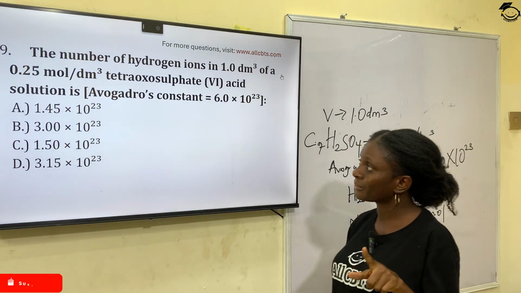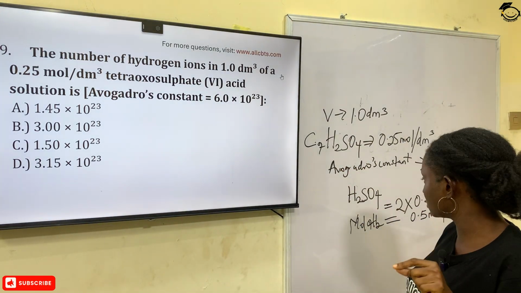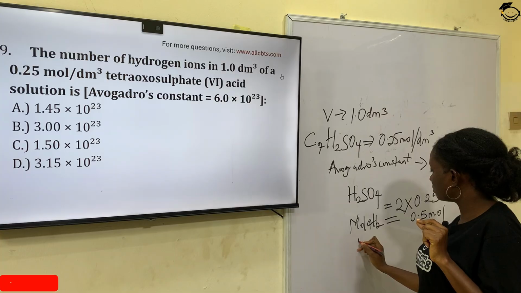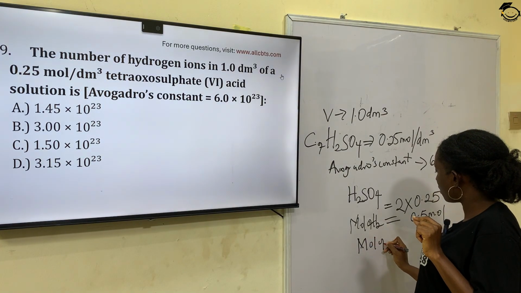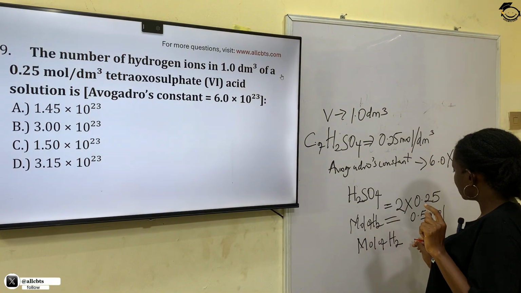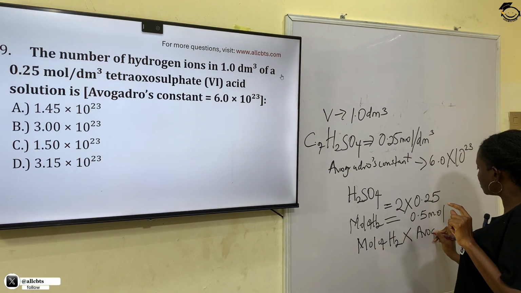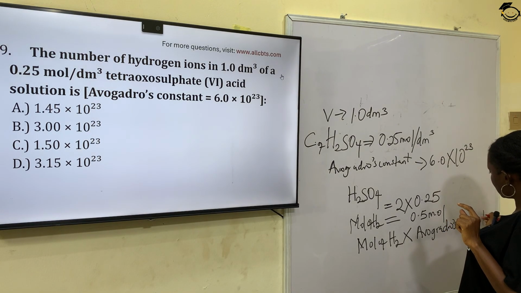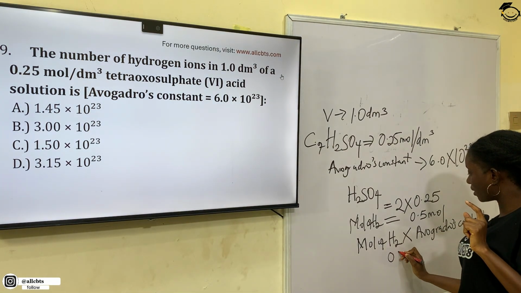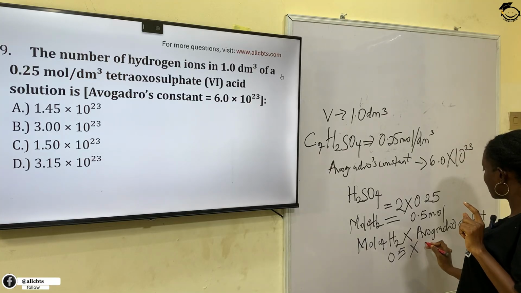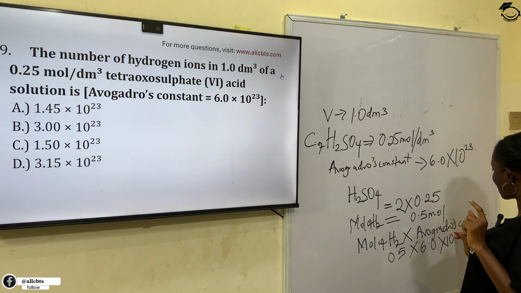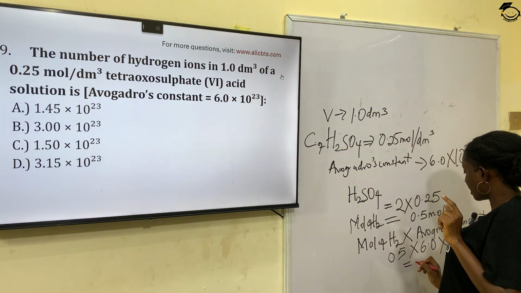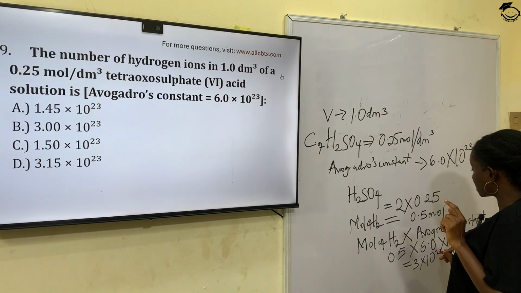So to calculate the number of hydrogen ions, we'll have the mole of hydrogen times the Avogadro's constant. That will give us 0.5 times 6.0 times 10 raised to power 23. If you press the calculator correctly, we'll have 3 times 10 raised to power 23.